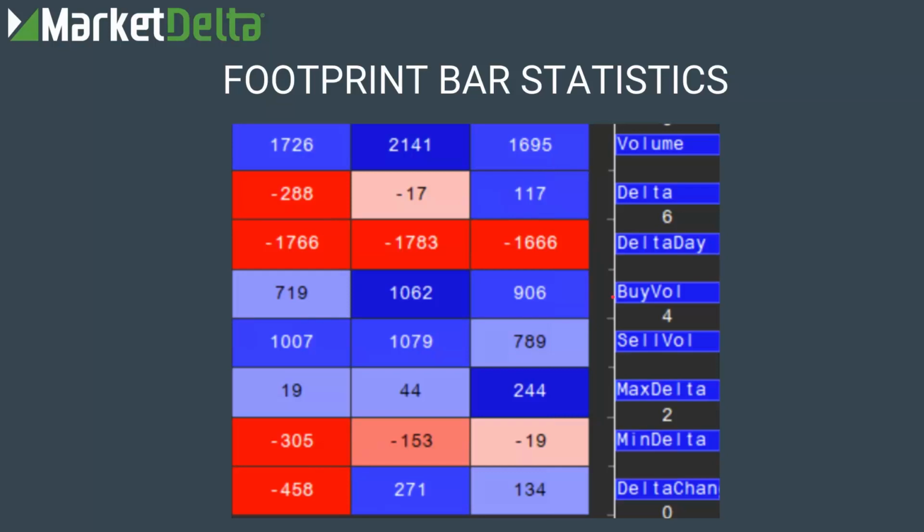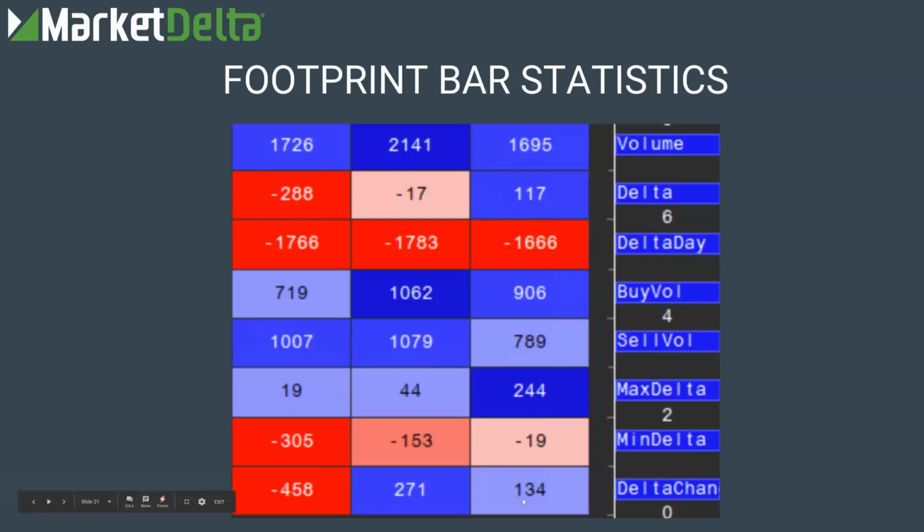Buy volume would be how much of this volume up here, 1695, traded at the ask. So we consider buy volume ask traded volume. And sell volume is this number. So it gives you a breakdown. Max delta is the highest value achieved in delta. This delta travels as the market is trading. This shows you the maximum amount it reached, and the min delta shows you the minimum amount.